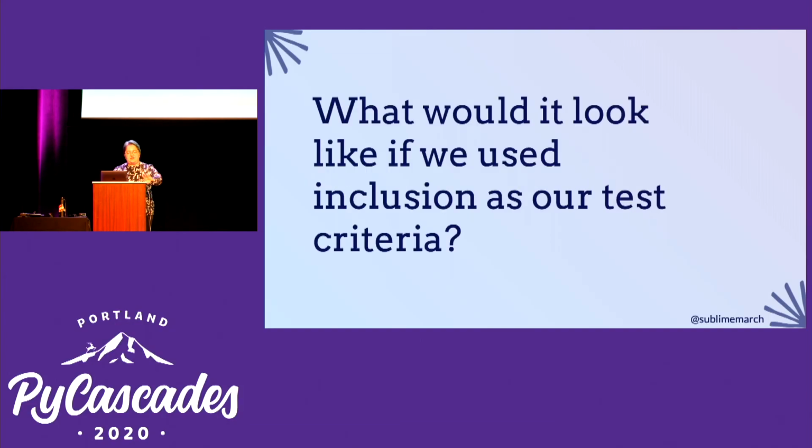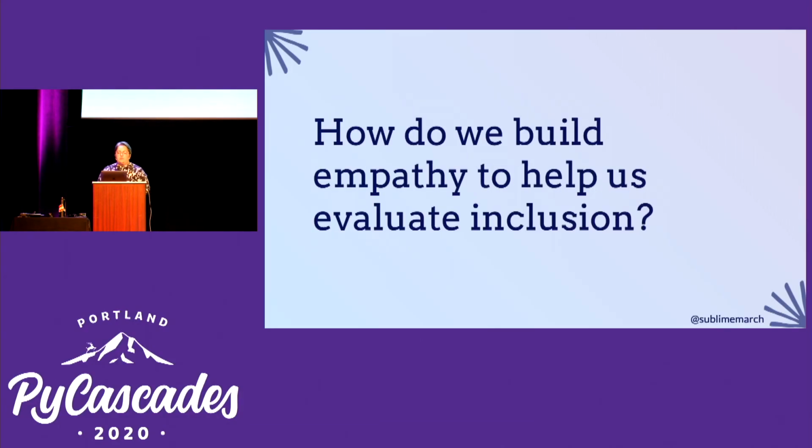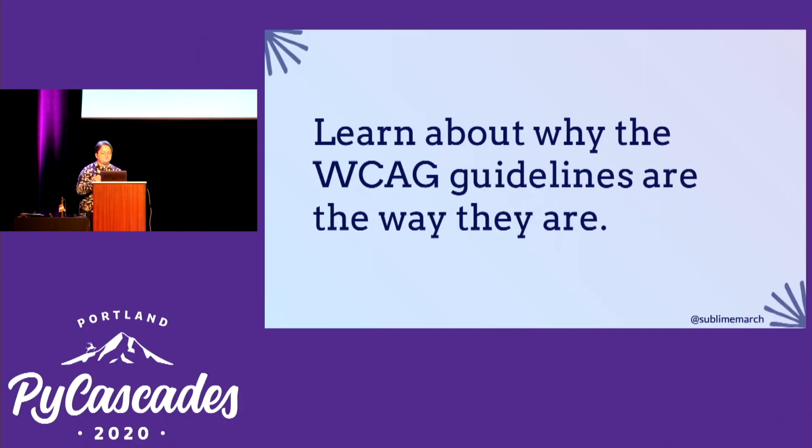Okay, so I asked the question, what would it look like if we used inclusion as a test criteria instead of just complying with a set of very technical guidelines? Well, I argue, and in my professional experience, I have found that the best way to evaluate inclusion is to build our skills in detecting inclusion, which is building empathy. So, how do we build that empathy? How do we know if we've passed this test criteria of inclusion?